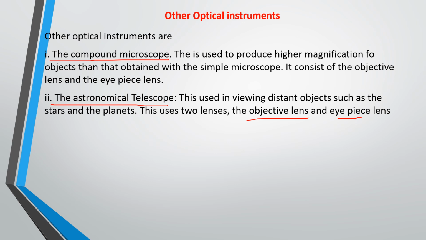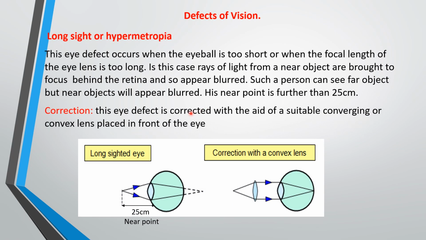Okay, all right, so now we'll look at defects of vision. So what are some of the defects of vision? Defects of vision have two main types, and that is long sight and short sight. Long sight is also known as hypermetropia.